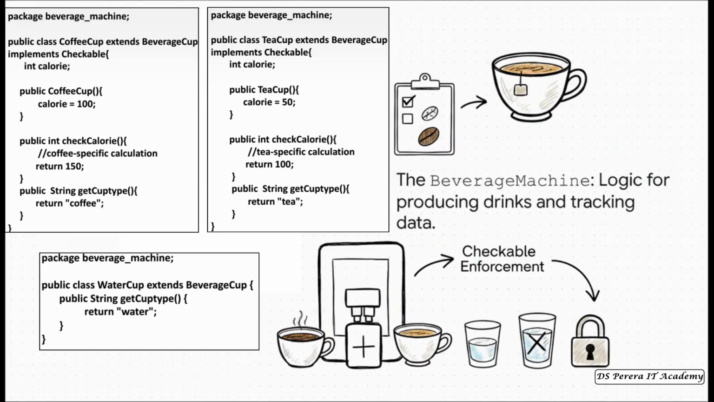Here's the controller, the beverage machine. Now, pay close attention to its instance variable, array list of checkable calorie drinks. The list is of type checkable, not beverage cup. This is how we enforce our rule. It means we can only add objects that have implemented the checkable interface to this list. This guarantees that only tea and coffee cups are tracked. The produce beverage method then works like our factory, creating the drinks and adding the right ones to this list.